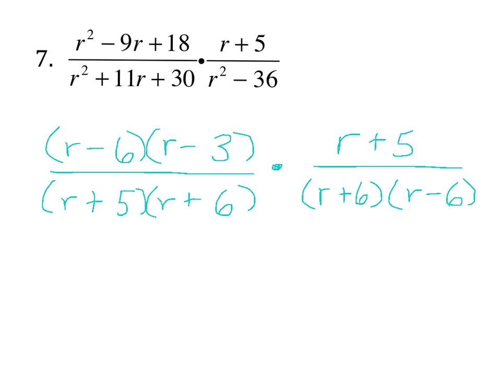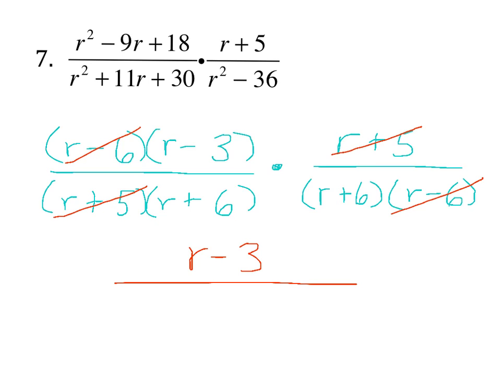So we have an r plus 5 in the denominator and an r plus 5 in the numerator, so we can cancel those. We have an r minus 6 in the numerator and an r minus 6 in the denominator, so we can cancel those. We cannot cancel anything else. Even though we have two r plus 6's, they're both in the denominator. So our final answer is going to be r minus 3 over r plus 6 times r plus 6.